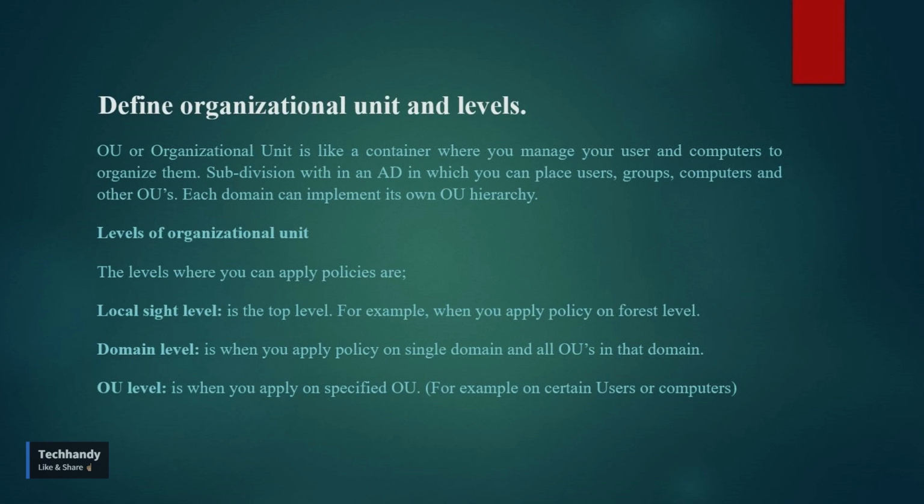The levels where you can apply policies are: local, site level, and the top level, for example, when you apply policy on forest level. Domain level is when you apply policy on a single domain and all OUs in that domain. OU level is when you apply it on a specified OU, for example, on certain users or computers.